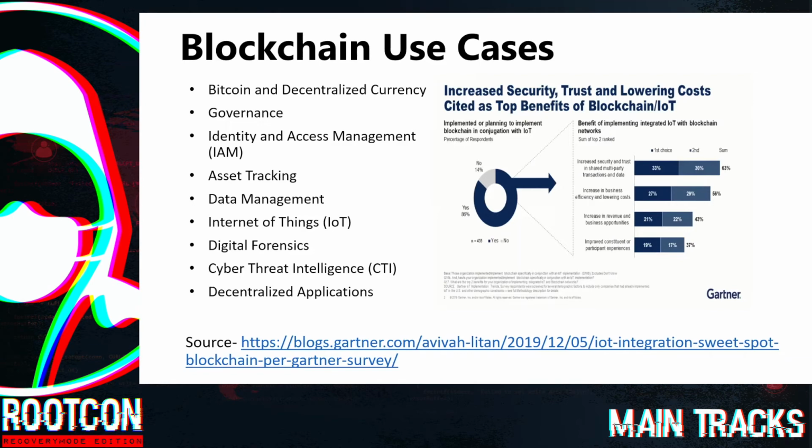Then governance. In governance, blockchain is used for audit tracking, report tracking, and fraud detection. In identity and access management, blockchain is widely used. In asset tracking, in data management, in IoT, it provides privacy, which is a key issue in IoT. It is applicable in digital forensics for robust and tamper-proof artifact collection. It is applicable in cyber threat intelligence for secure collection and sharing of TI feeds. And lastly, decentralized applications.